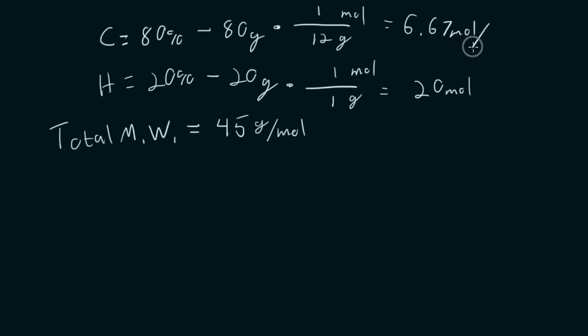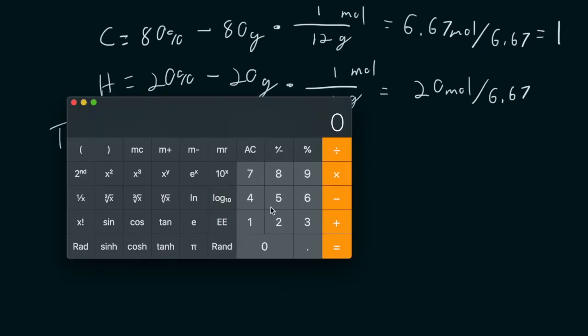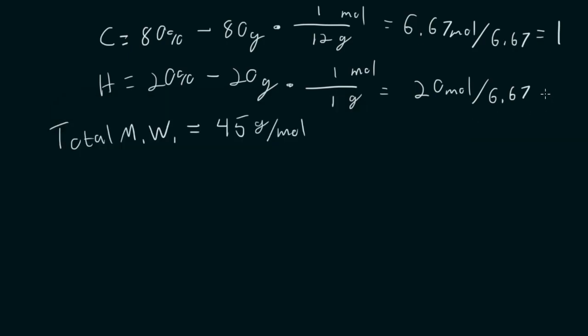And I'm just going to divide by that smallest number. So divided by 6.67, divided by 6.67. And when that happens, I'm going to get 1 carbon for every 3 hydrogens. So my empirical formula is CH3.